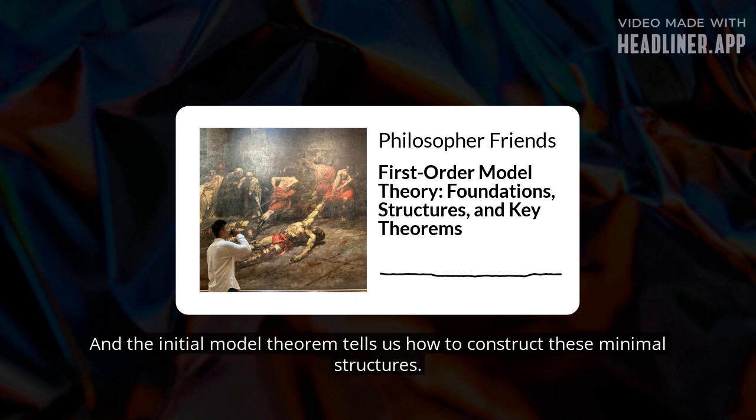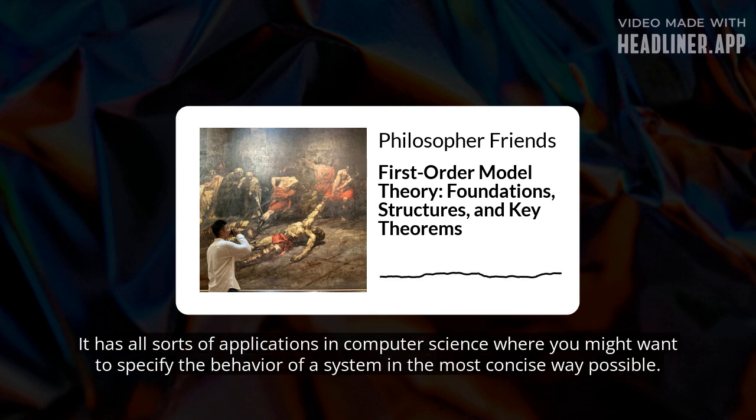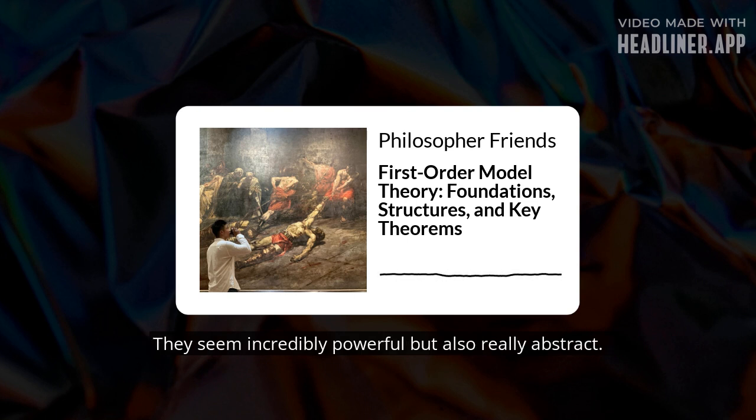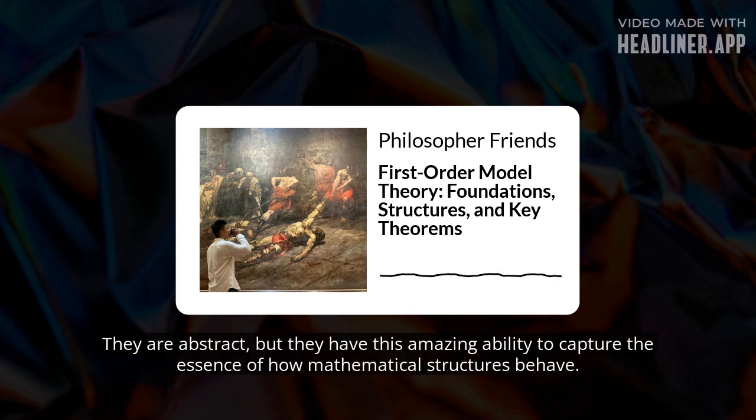Exactly. And the initial model theorem tells us how to construct these minimal structures. It has all sorts of applications in computer science where you might want to specify the behavior of a system in the most concise way possible. Okay, so those are the five big theorems of model theory. They seem incredibly powerful, but also really abstract. They are abstract, but they have this amazing ability to capture the essence of how mathematical structures behave.